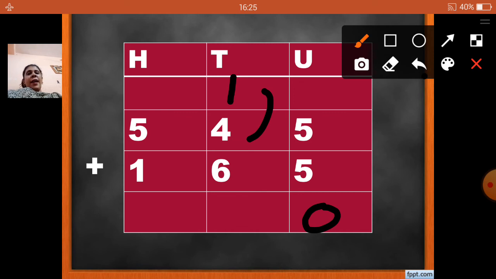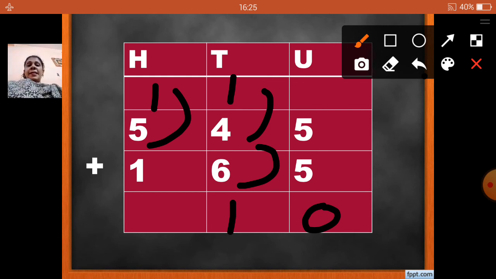4 plus 1, 5. 5 plus this 6. 5 plus 6 will be, after 5: 6, 7, 8, 9, 10 and 11. So I am going to write 1 here and 1 again I am going to carry over. Now I will add 5 plus 1. 5 plus 1 will be 6. To that 6 I will add one more 1. So what is my answer? 7. Okay. So when I add 545 plus 165, I get my answer 710.